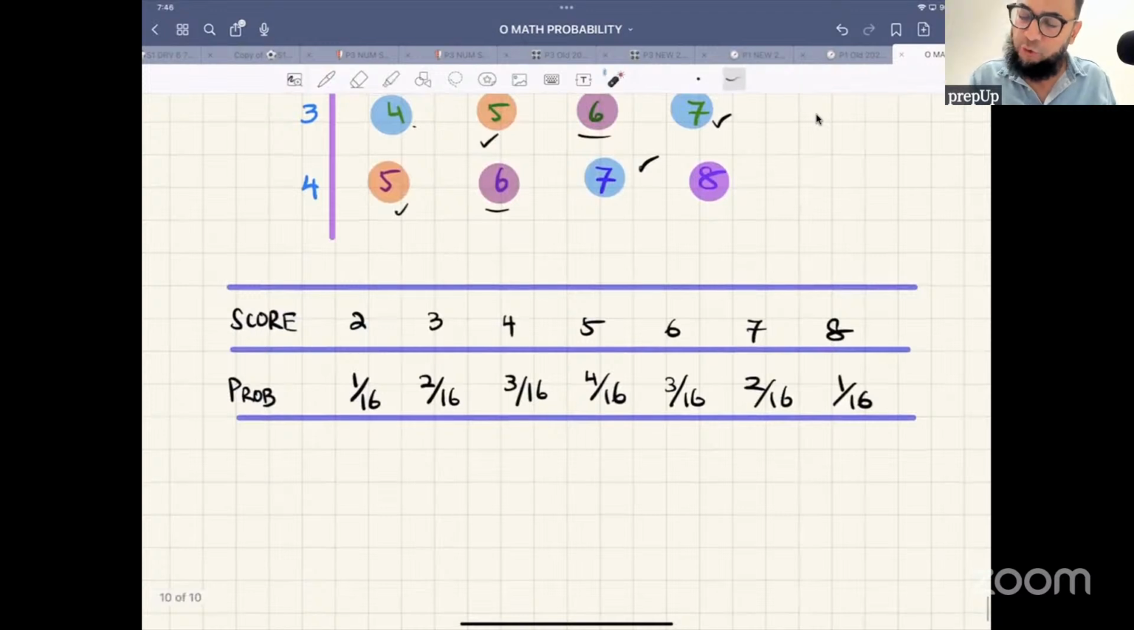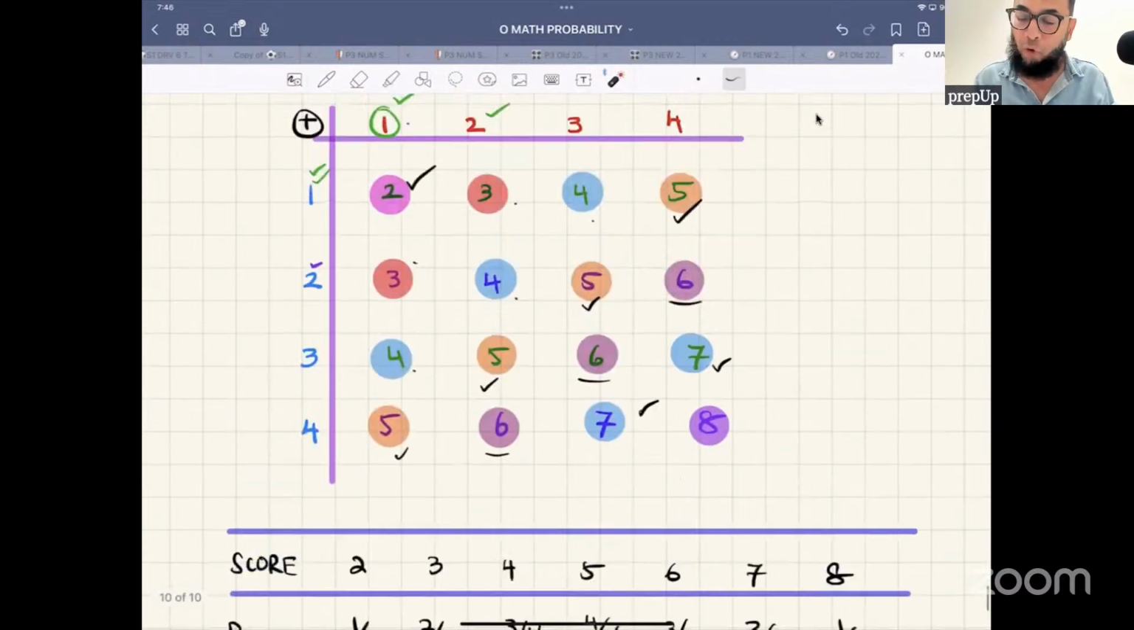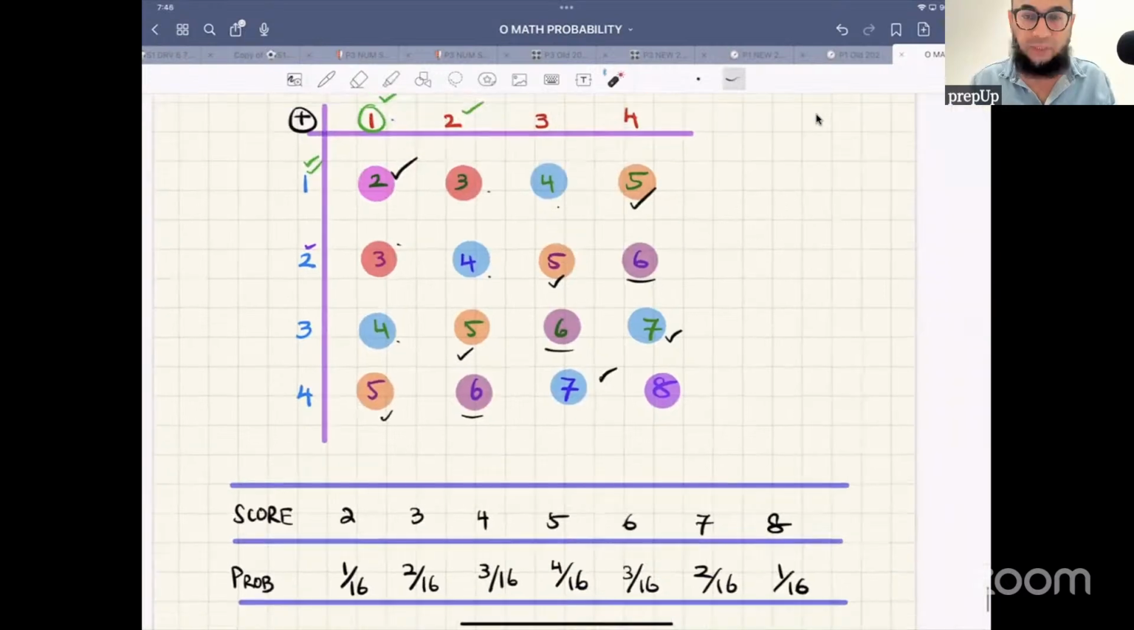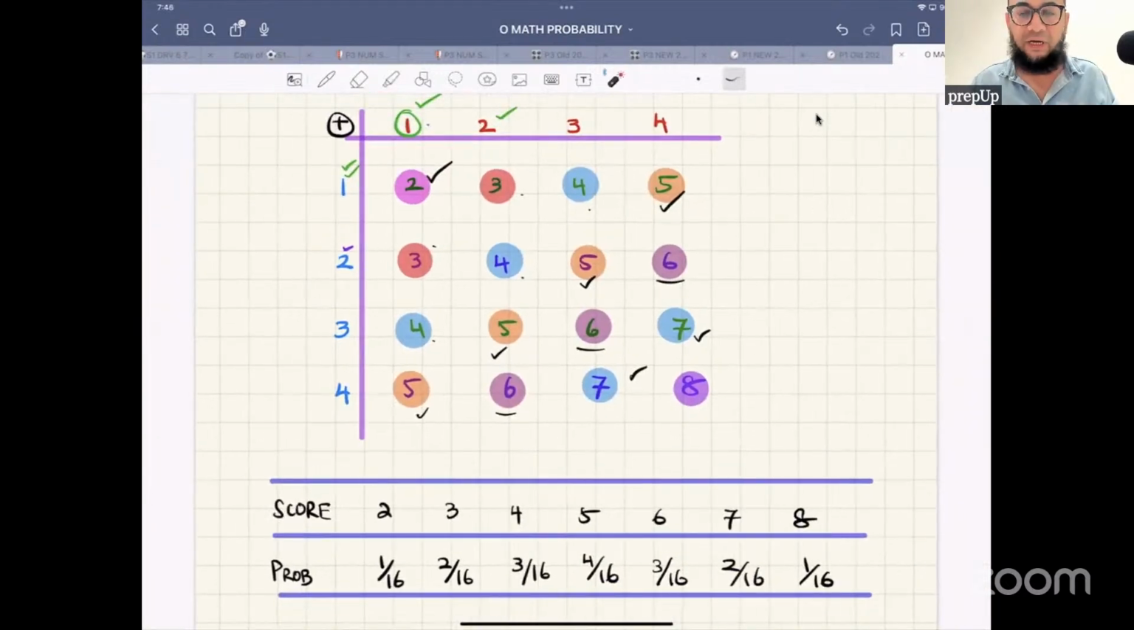So just to make sure that I've taken care of everything, let me add up. 1 plus 2 is 3. 3 plus 3 is 6. 6 plus 4 is 10. Plus 3 is 13, 15, 16. I have taken care of all the possibilities. So just have a good look at it. I'll just pause for a short while.